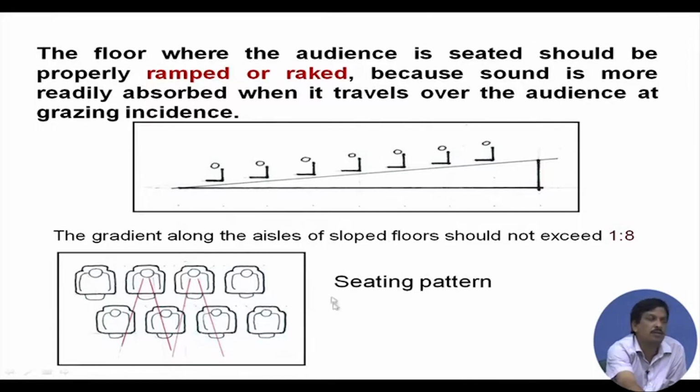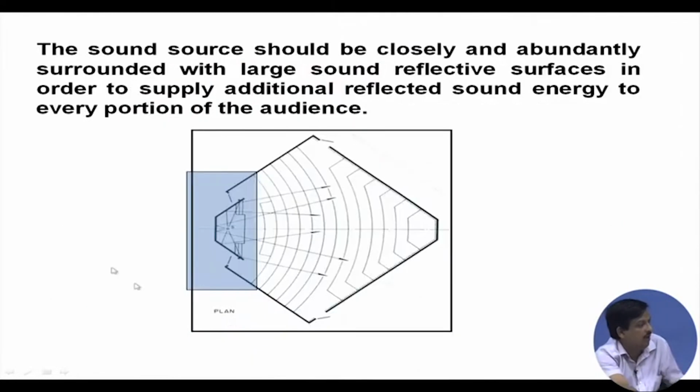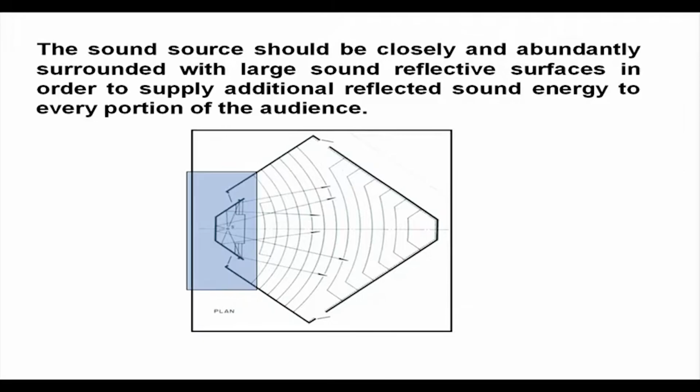Okay. So, this kind of seating pattern must be maintained. Then the sound source should be kept close. I don't want to read the slide. What it says is, suppose I put an extra sound source in the wall or on the stage. Wherever I put the sound source, it should be covered by a reflector, or it should be put in such an area where the sound is reflective, so that it reinforces the reflected sound in the room.